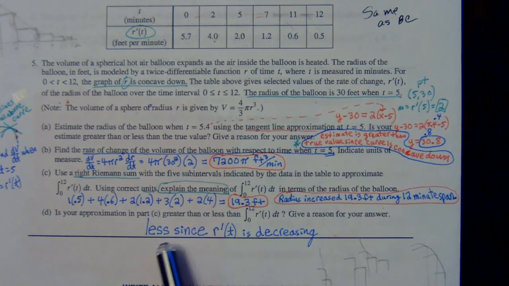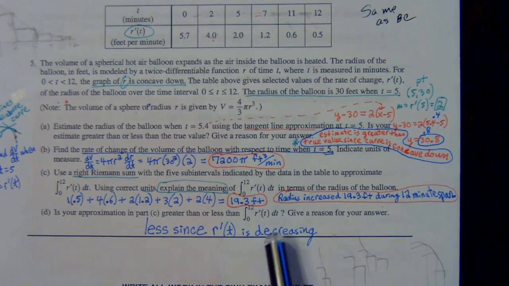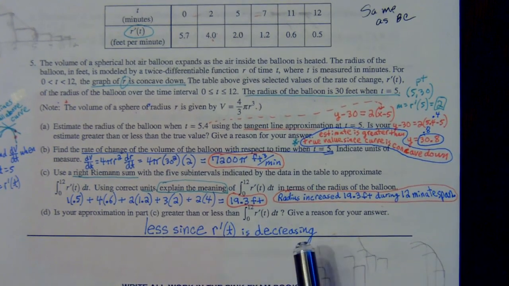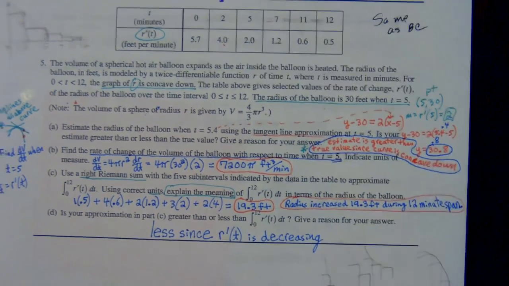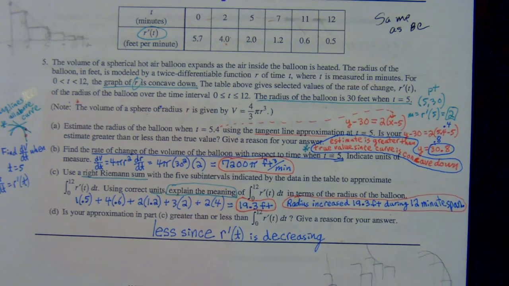so I said an underestimate, or less than. And then you've got to say what that thing is doing, increasing or decreasing. They don't want to hear because the rectangles are below the curve. You've got to say what that thing is doing. It depends on that. Sweet and sour.